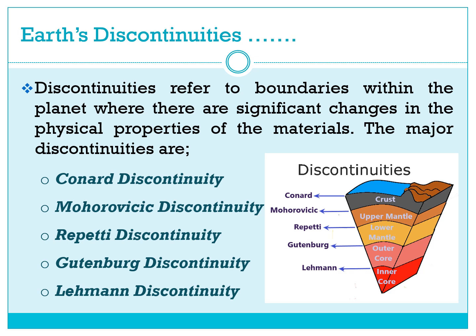Discontinuities refer to the boundaries within the planet where there are significant changes in the physical properties of the material. The major discontinuities observed are the Conrad discontinuity. This discontinuity is between the upper and lower crust. The Conrad discontinuity is thought to represent a change in rock composition.